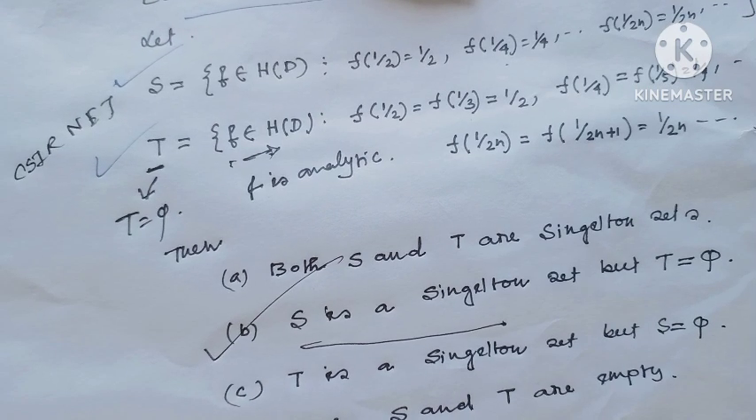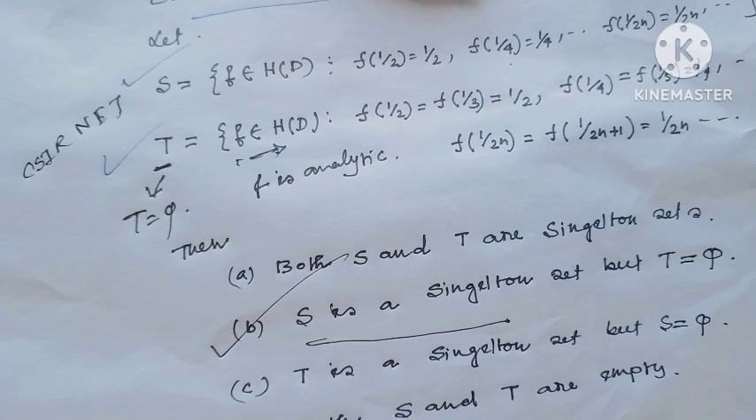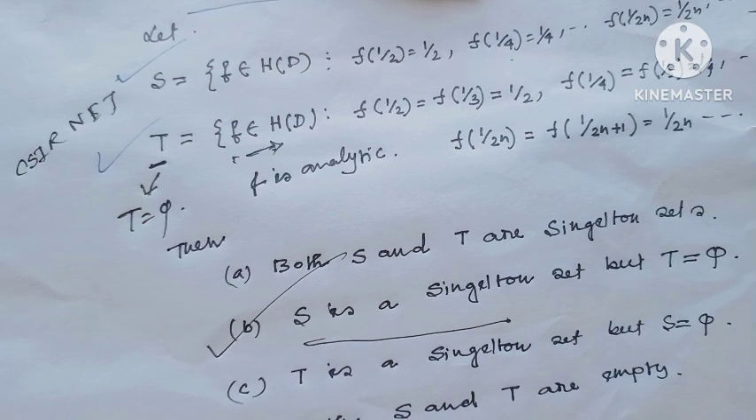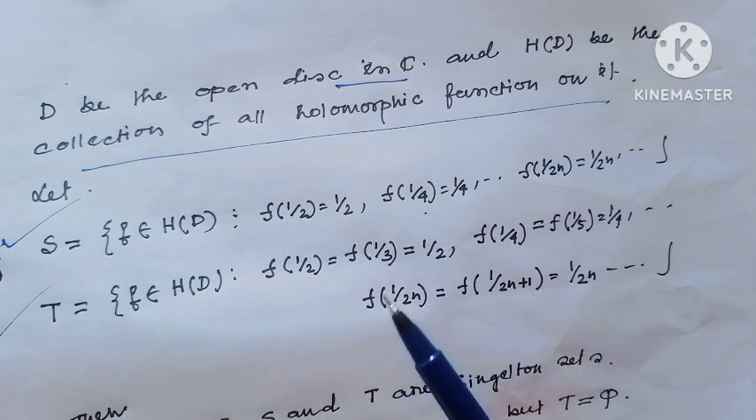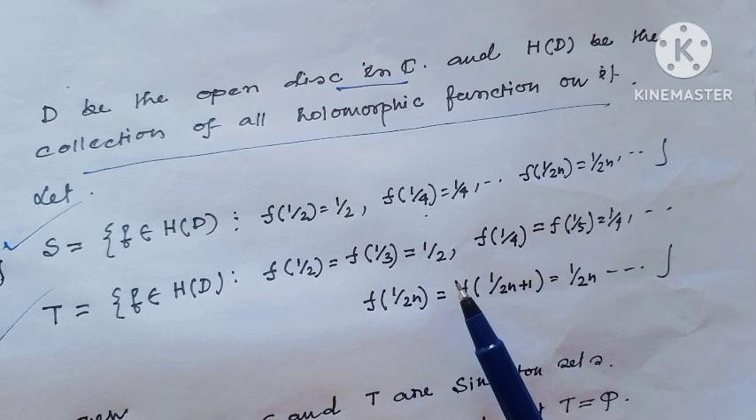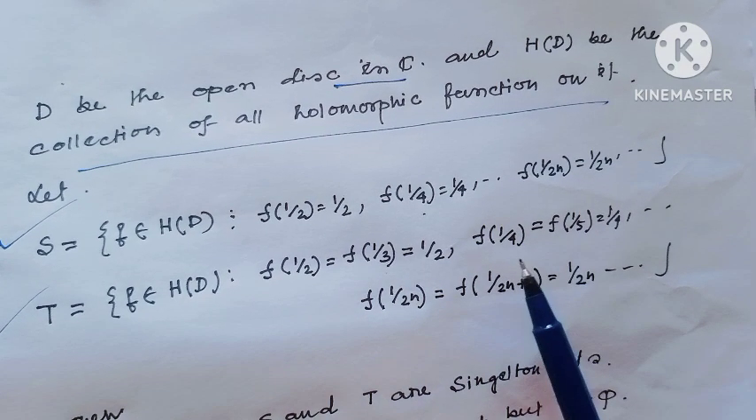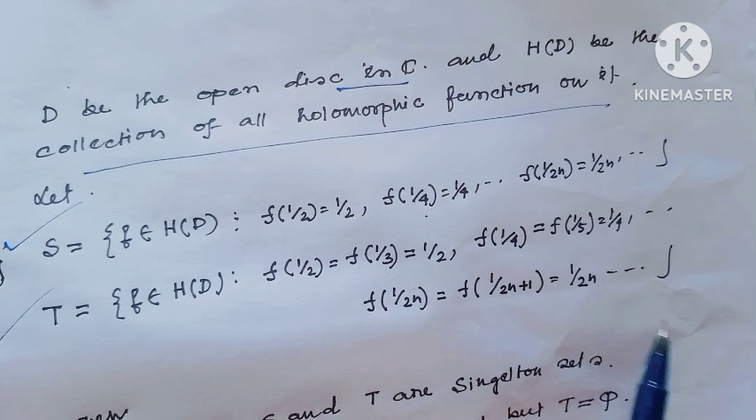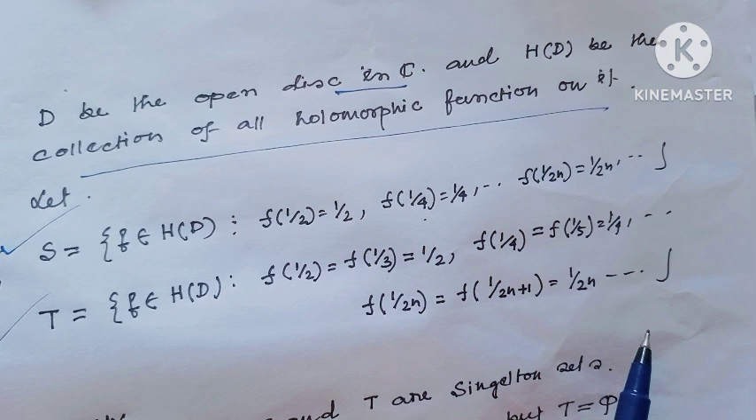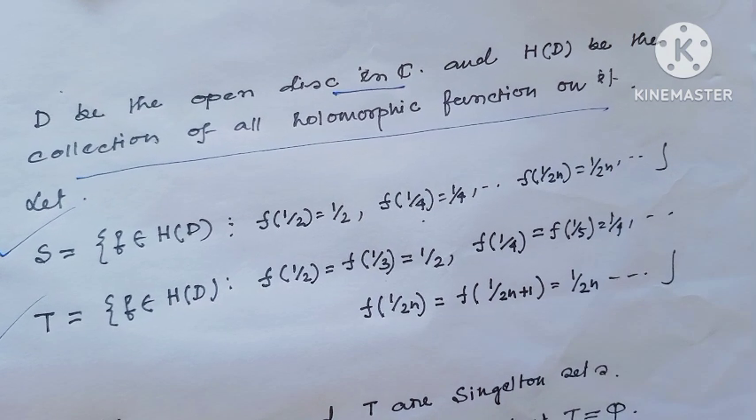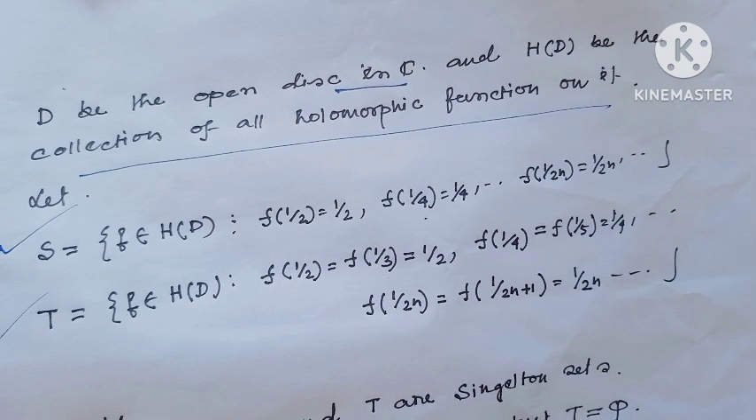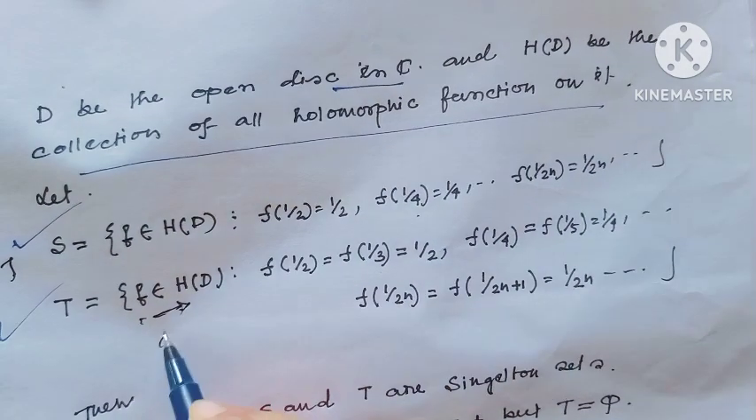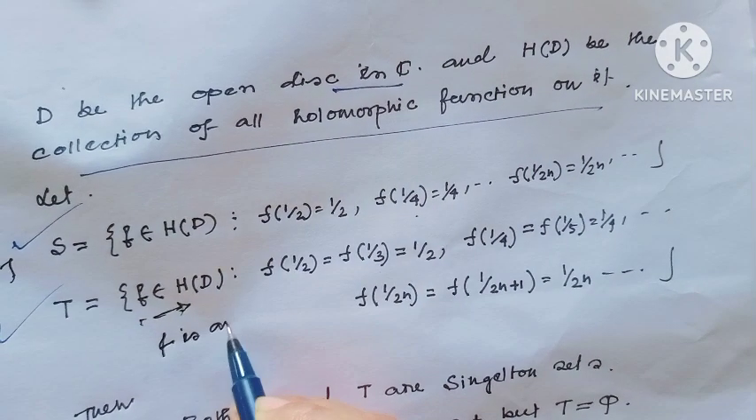Next, the set is denoted as T, where f belongs to H(D) such that f(1/2) equals f(1/3) equals 1/2, and f(1/(2n)) equals 1/(2n+1) equals 1/2n. Notice here also f belongs to H(D), so obviously f is analytic.